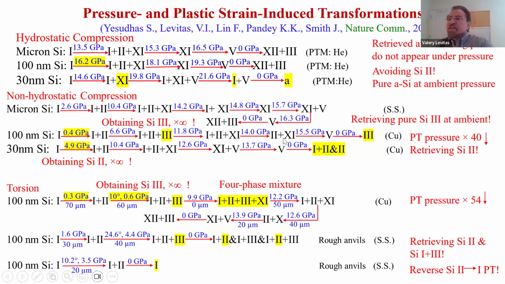So for silicon, there are very many other interesting results. For example, for 30 nanometer particles, silicon 2 does not appear at all under hydrostatic loading, but we obtain it at 4.9 GPa at plastic straining. Silicon 3 under hydrostatic loading does not appear for any particle size, but we obtain it at 0.3 GPa with small shear. Then nobody in static experiments could receive silicon 2 after pressure release, because it transforms to other phases. But you see, we obtain it in different combinations, even as a single phase.